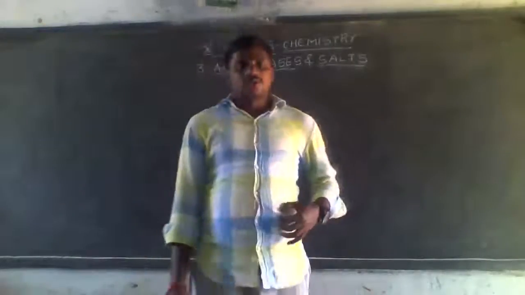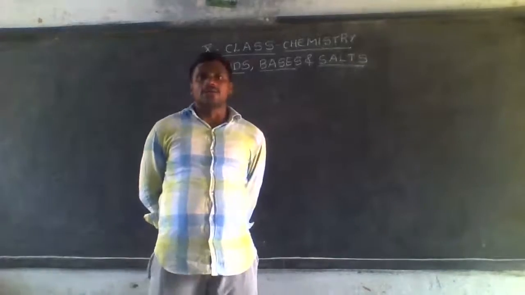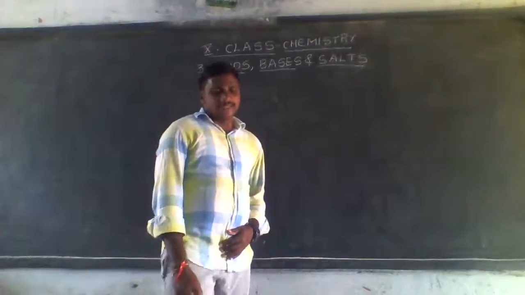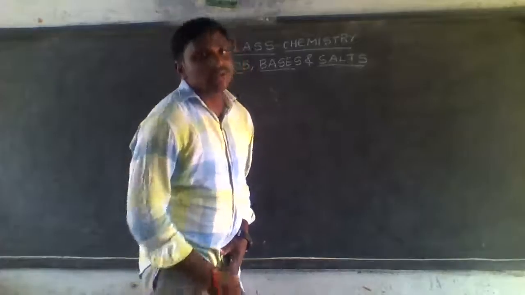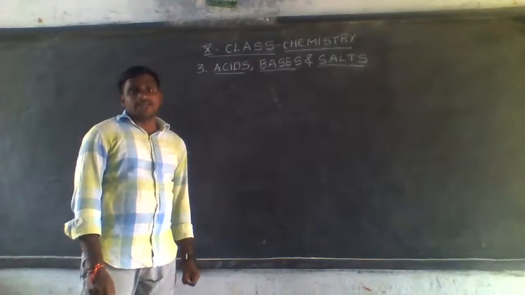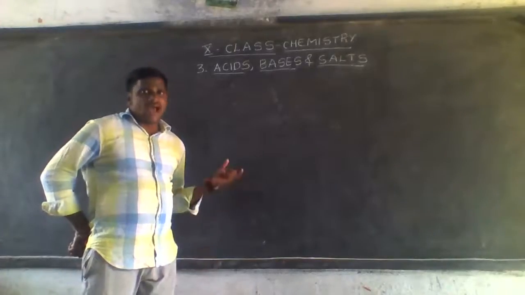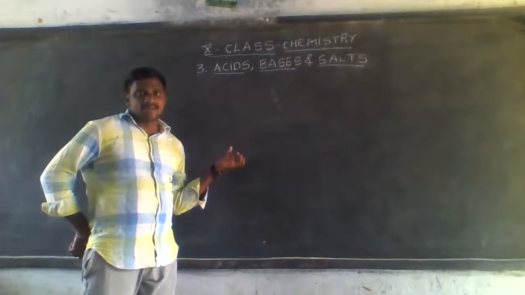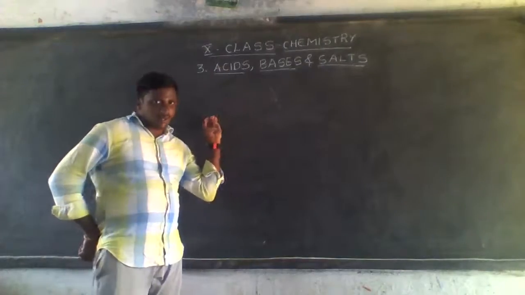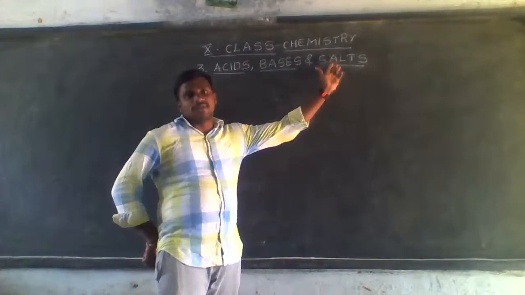So today's lesson is acids, bases and salts. In class 7 you learned about acids, bases and salts. You already learned in class 7 what is an acid, what is a base and what are salts. So what is the nature of acid, what is the nature of base, and what is the nature of salts?